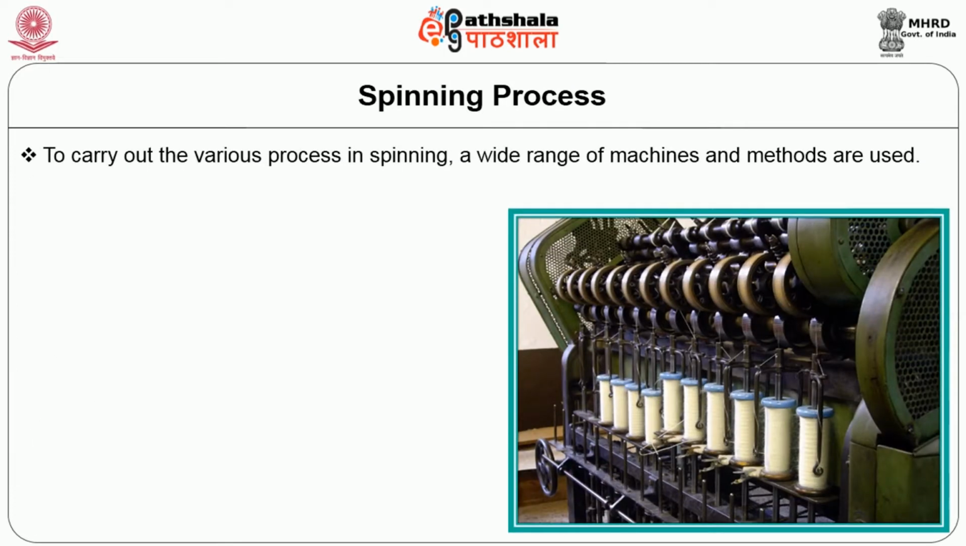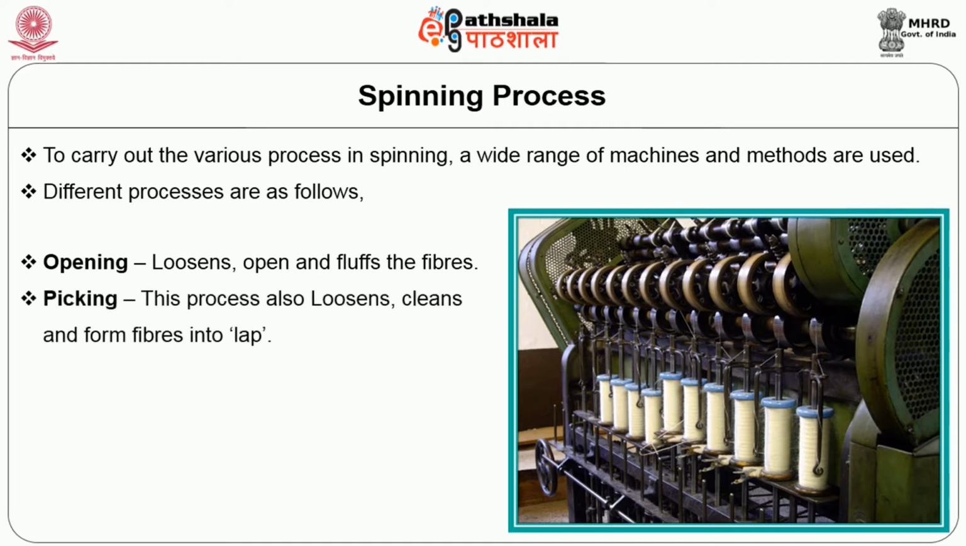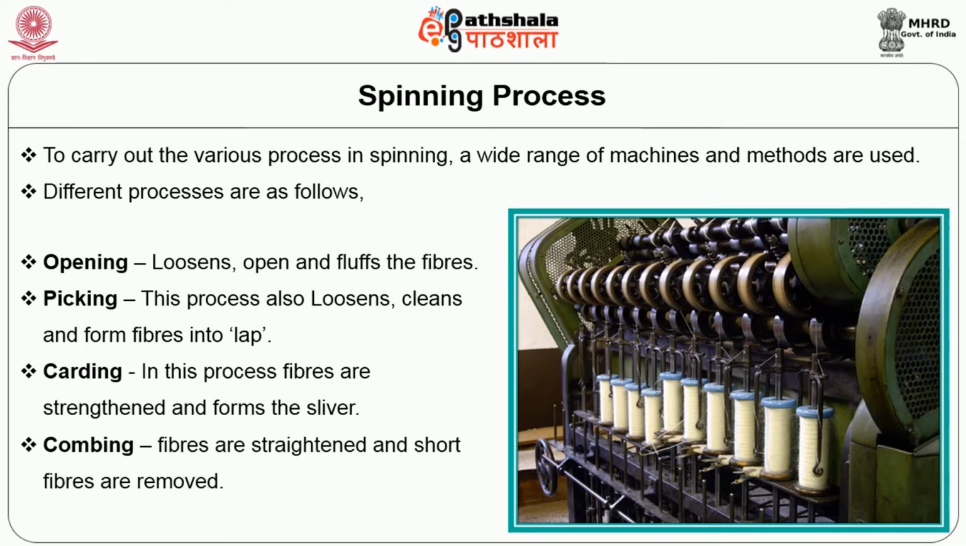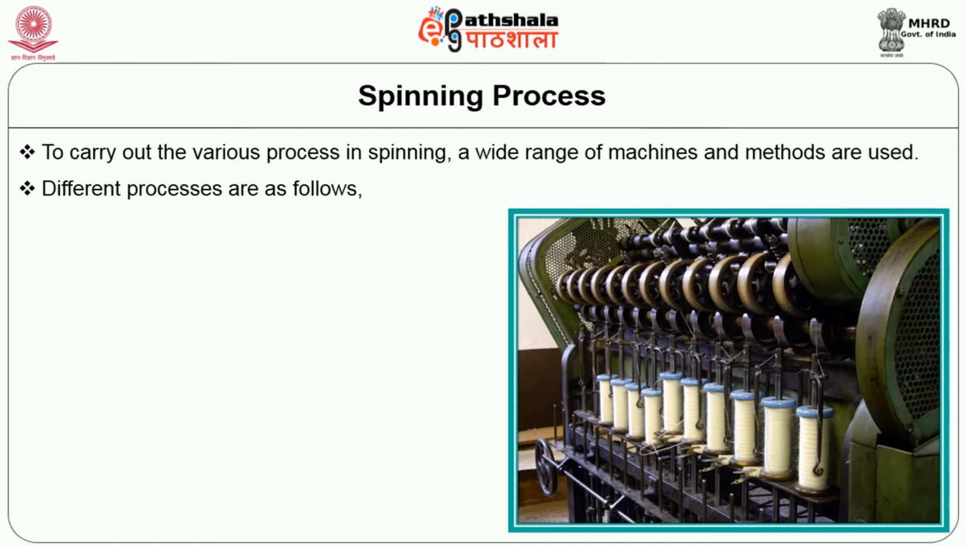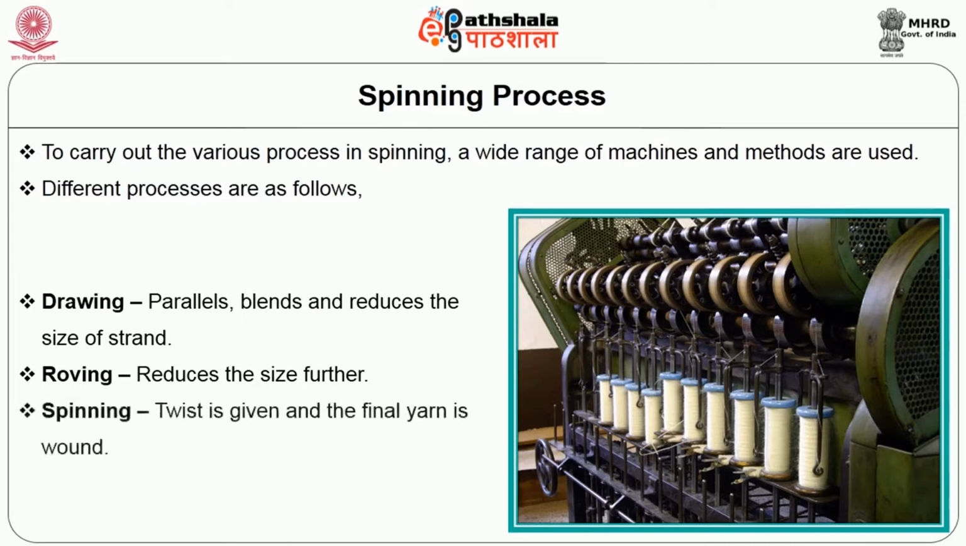To carry out the various processes in spinning, a wide range of machines and methods are used. Different processes are as follows. First is opening. It loosens, opens and fluffs the fibers. Picking. This process also loosens, cleans and forms the fibers into lap. Next is carding. In this process, fibers are strengthened and form the sliver. In combing, fibers are straightened and short fibers are removed. Drawing. It parallels, blends and reduces the size of the strand. In roving, the size is reduced further. Last is spinning. The twist is given and the final yarn is wound.